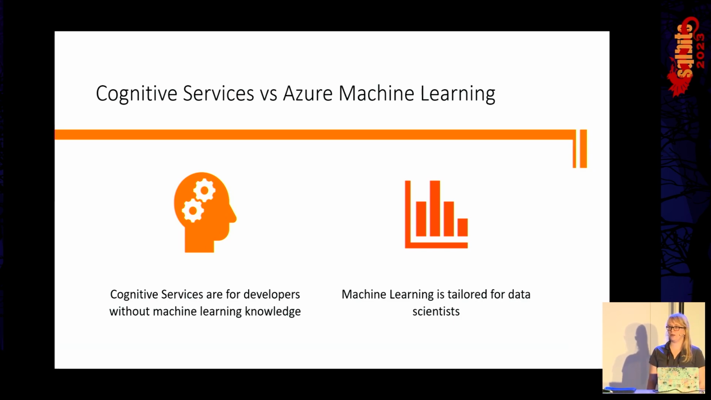And what is the difference between cognitive services and machine learning? Cognitive services are more for developers. There are already APIs that you can go and use. With machine learning, you need data scientists who can work with all of the data. So if you want to try some machine learning, but you really don't know where to go, you can start with cognitive services.